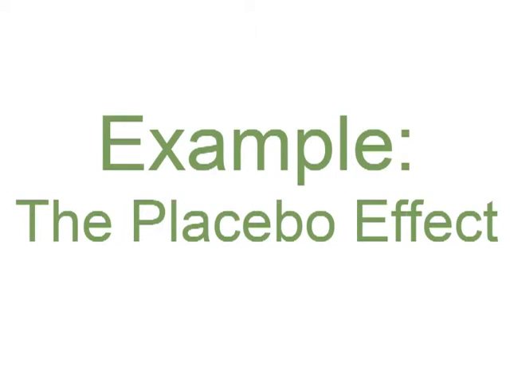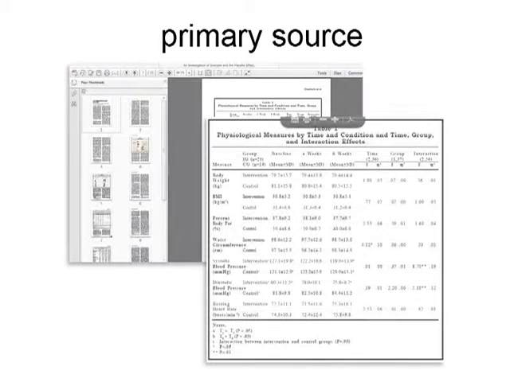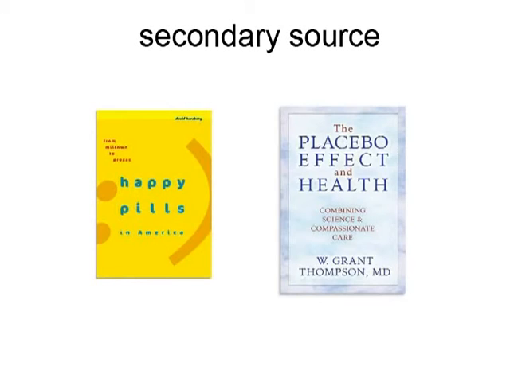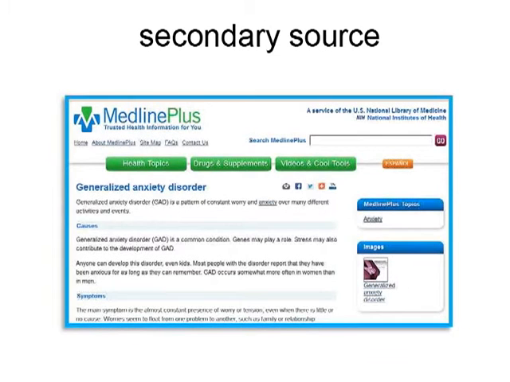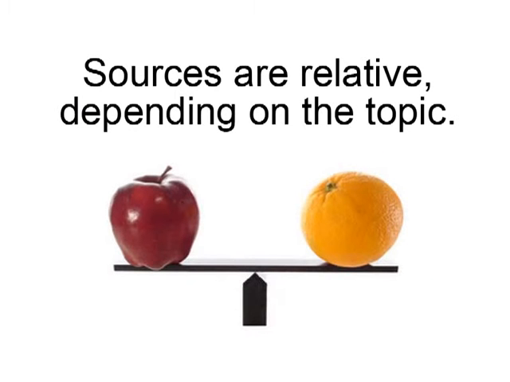Let's look at an example. A primary source for a paper about the placebo effect could be data from a medical trial which was published in an academic journal. Secondary sources for this topic could include books about medication, the placebo effect, and health in general, or websites which define various anxiety disorders. One thing to keep in mind is that a source's classification as either primary or secondary can change depending on the topic that you're studying.